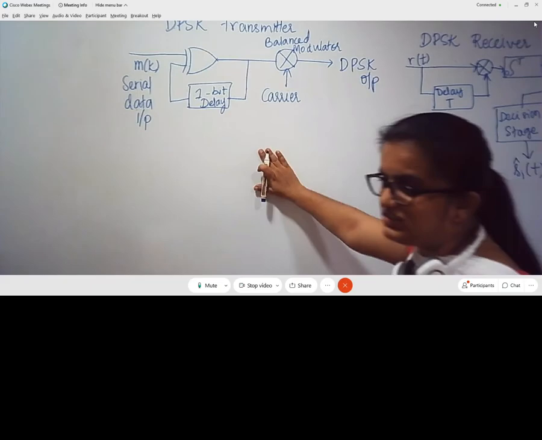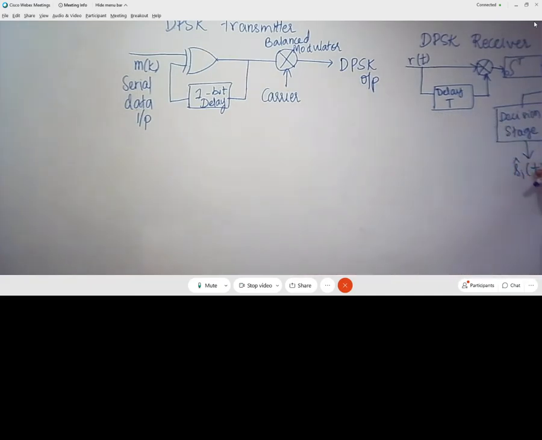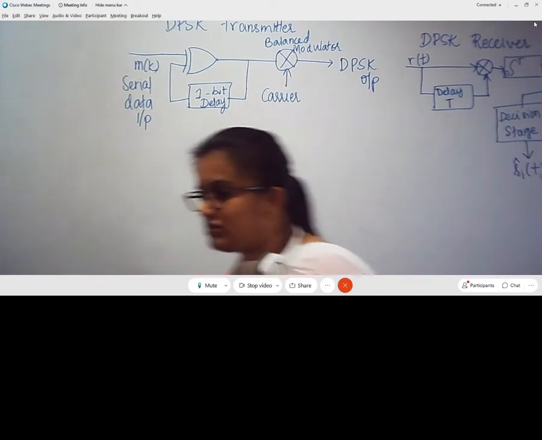This side is the transmitter side. You cannot see the receiver. Not fully, ma'am. Not visible. Yeah, I'll write it below.